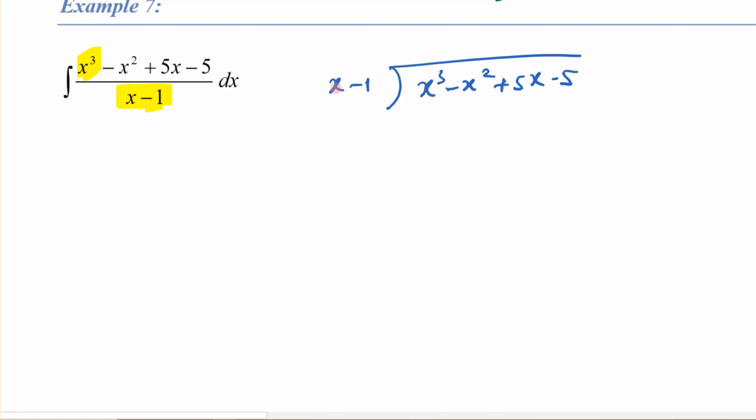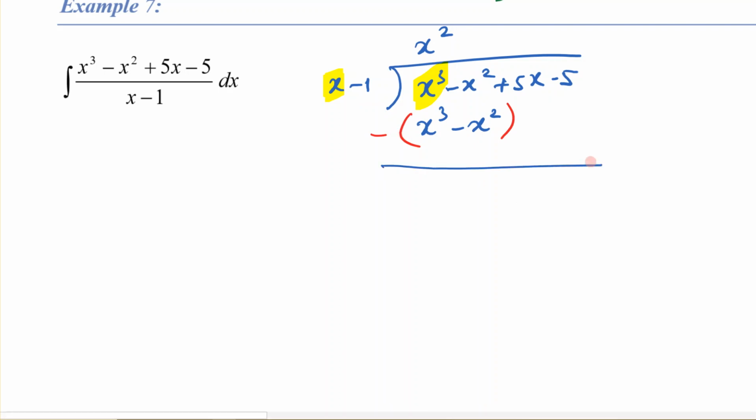First we think of x. What should I multiply x with in order to get x cubed? The answer is x squared. So x times x squared is x cubed, and minus 1 times x squared is minus x squared. And then we subtract, and we notice that we get 0, 0. So we need to bring some terms down. So we bring 5x down.